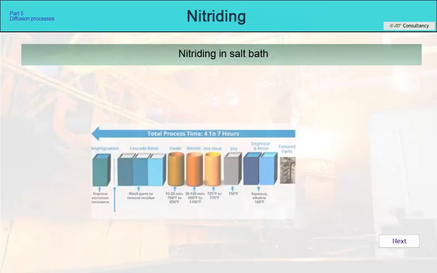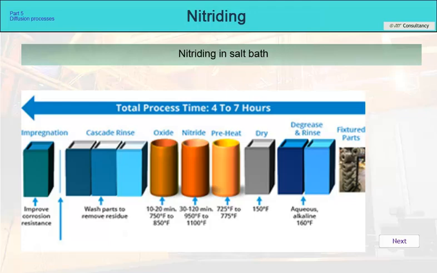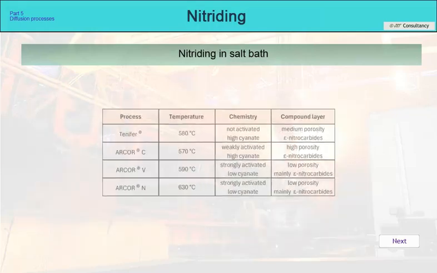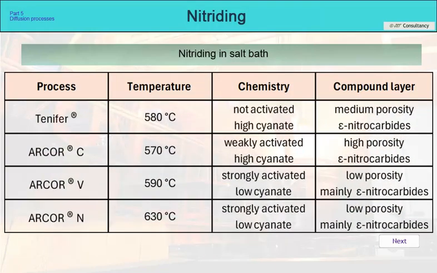The last technology we will mention is salt bath nitriding. It has its historical application, however, due to the fact that it is based on cyanide salts, the ecological problems associated with this technology lead to its gradual decline. In this table, we see the available processes and their indicative parameters.